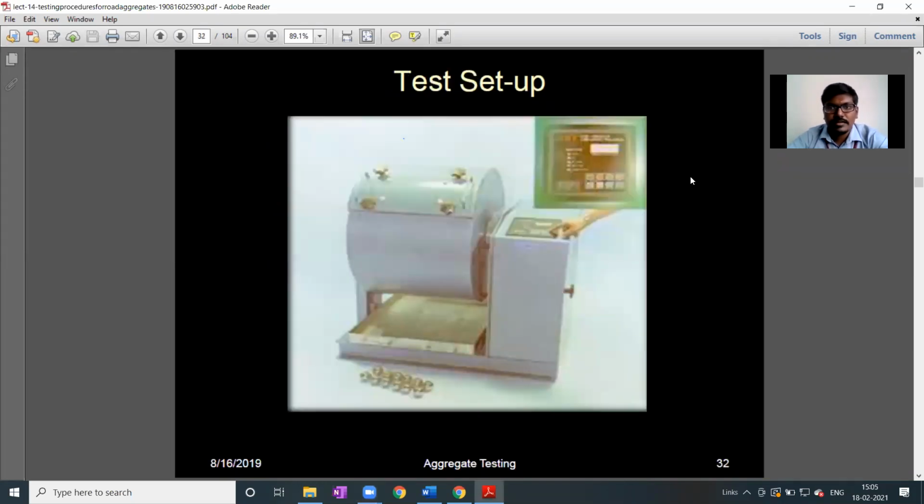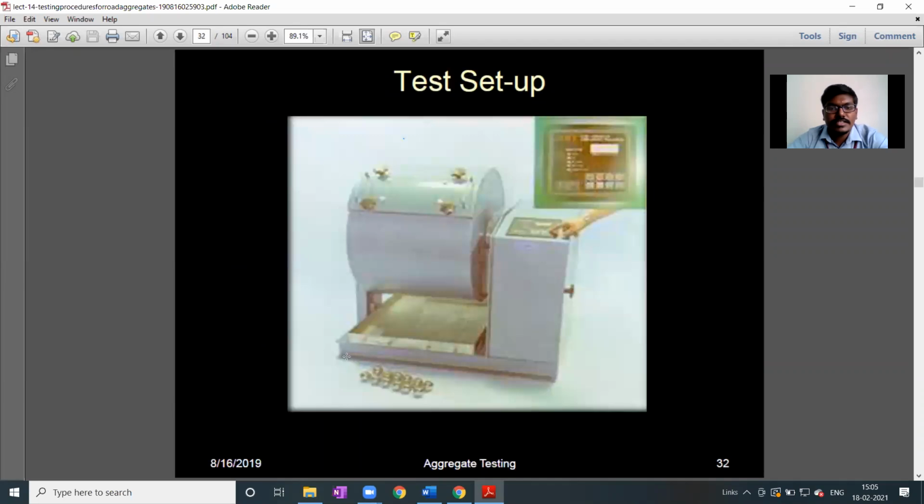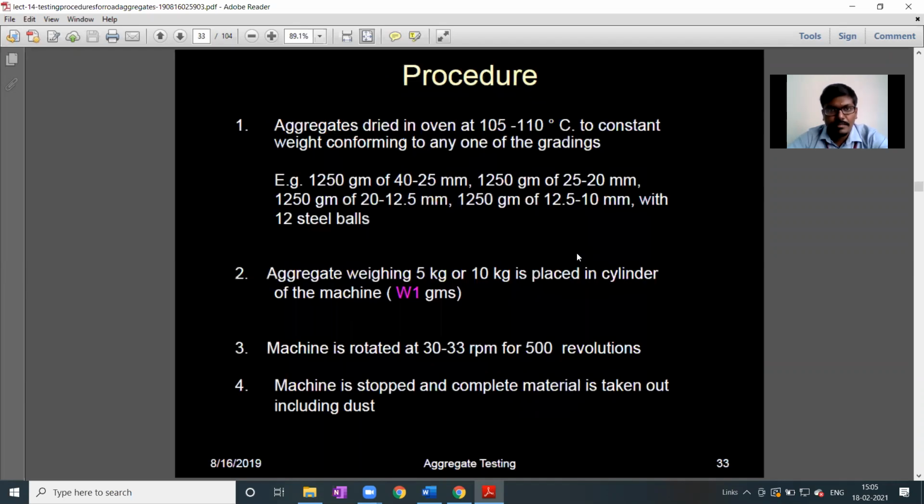Moving to the experiment, this is the Los Angeles abrasion machine. The name itself says it is used to conduct the abrasion test. Here you have already seen these steel balls, and this is the steel drum. Here we can count the revolutions depending upon the grading A, B, C, D, E. I have already discussed this: for gradings A, B, C, D it is 5 kg, and 10 kg for E, F, G. The machine is rotated at a rate of 30 to 33 revolutions per minute.